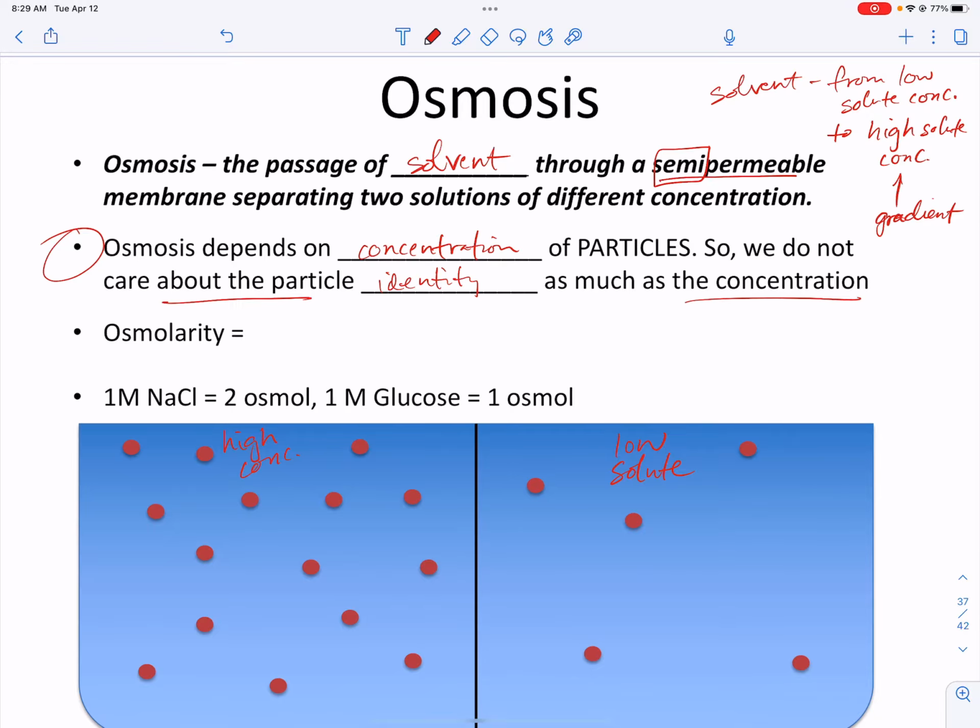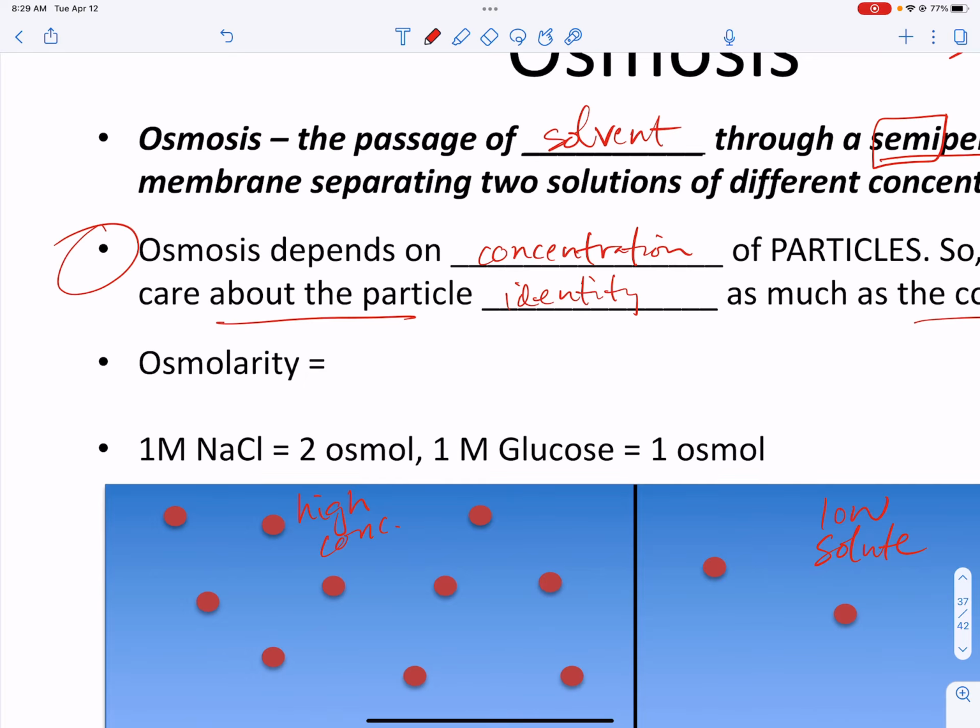We just care about how many particles there are. We think of all particles the same. So osmolarity, how do we define it? If you were to calculate osmolarity, because you can calculate osmolarity, it is the moles of particles divided by liters of solution. Very much like just molarity, which is moles of solute per liter solution. But osmolarity is in particular moles of particles.